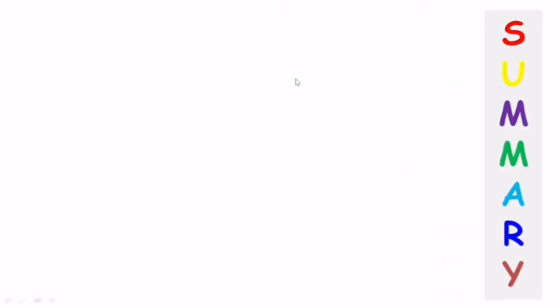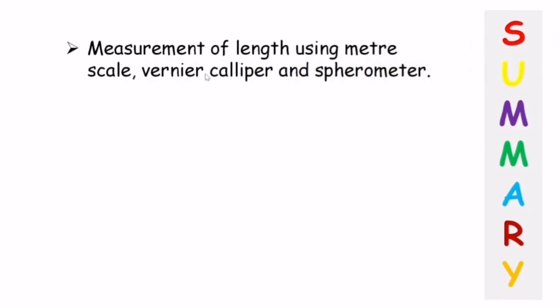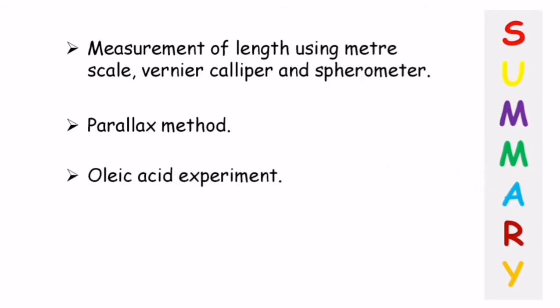So now that we are done, let's quickly revise what we have learned today. First, we learned about measurement of length using meter scale, vernier caliper and spherometer. Then we learned about the parallax method and how it can be used in astronomical length measurements. Then we talked about the oleic acid experiment, how you can use this experiment to measure length in nanometers. And then we talked about the range of length and some basic units like parsec, light year, astronomical unit, Fermi and angstrom, right? So with this, let's stop it here today.